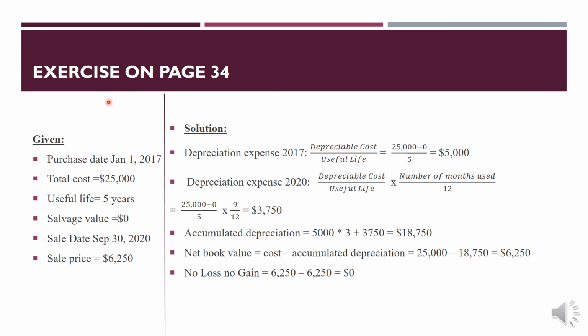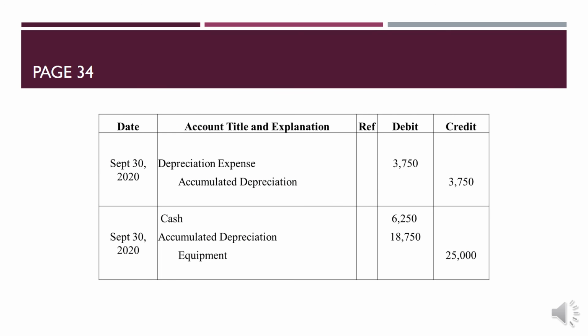Now the exercise on page 34, we will have no loss and no gain, and you need to calculate based on the same steps previously explained. So this is the solution for the exercise on page 34. And these are the journal entries.